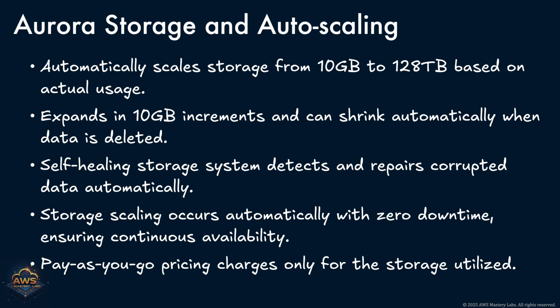One of the standout features of Amazon Aurora is its storage layer, intelligently designed to grow with your workload, automatically and effortlessly. Unlike traditional databases that require manual provisioning and scaling, Aurora storage starts at just 10 gigabytes and automatically expands in 10 gigabyte increments as your data grows. It can scale all the way up to 128 terabytes per database cluster without any impact on performance or availability.